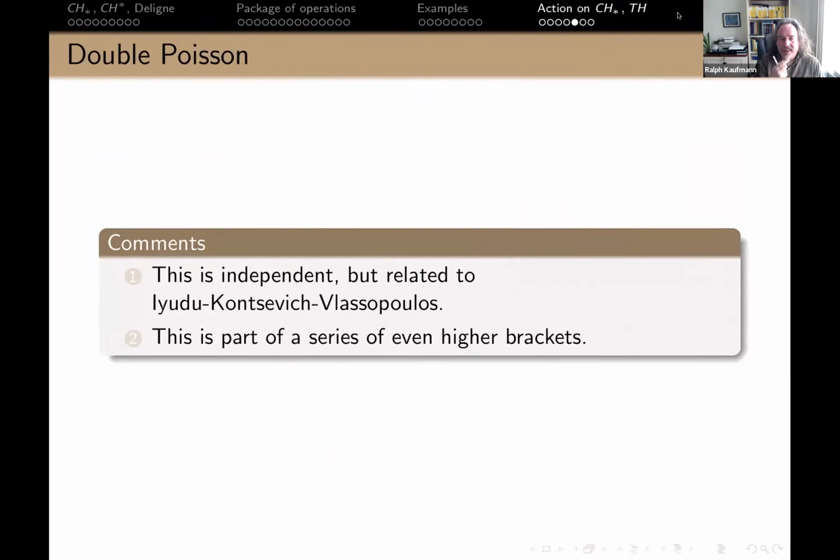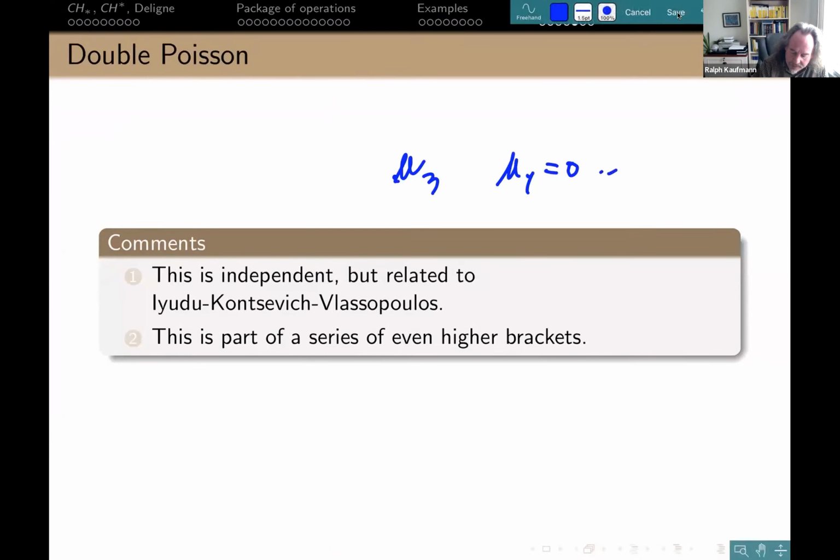We didn't know about this work of Kontsevich-Vlassopoulos, but it's very related. So you have an A-infinity algebra with only a mu3; mu4 and higher is 0, mu5 and so on. And then they construct this double Poisson bracket. This is very similar to what we did, except that we just did it independently.